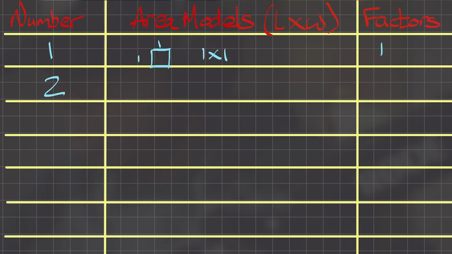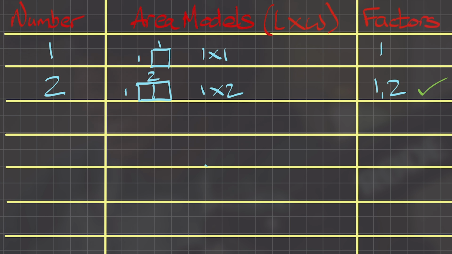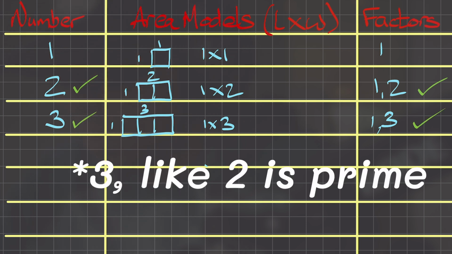The number 2 has an area model that is 1 by 2. The expression 1 by 2 lists the two factors 1 and 2. For the number 3, we have a 1 by 3 area model, letting us know that the two factors of 3 are 1 and 3. So 3, like 2, are both prime numbers.